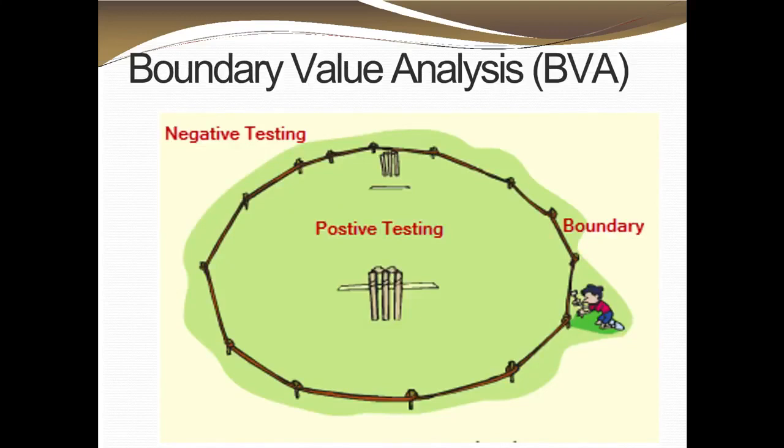So let's start with boundary value analysis. It is based upon testing the boundary values of valid and invalid partitions. The behavior at the edge of each equivalence partition is more likely to be incorrect than the behavior within the partition. We have seen this disadvantage of equivalence partitioning, and this disadvantage is going to be recovered with boundary value analysis.